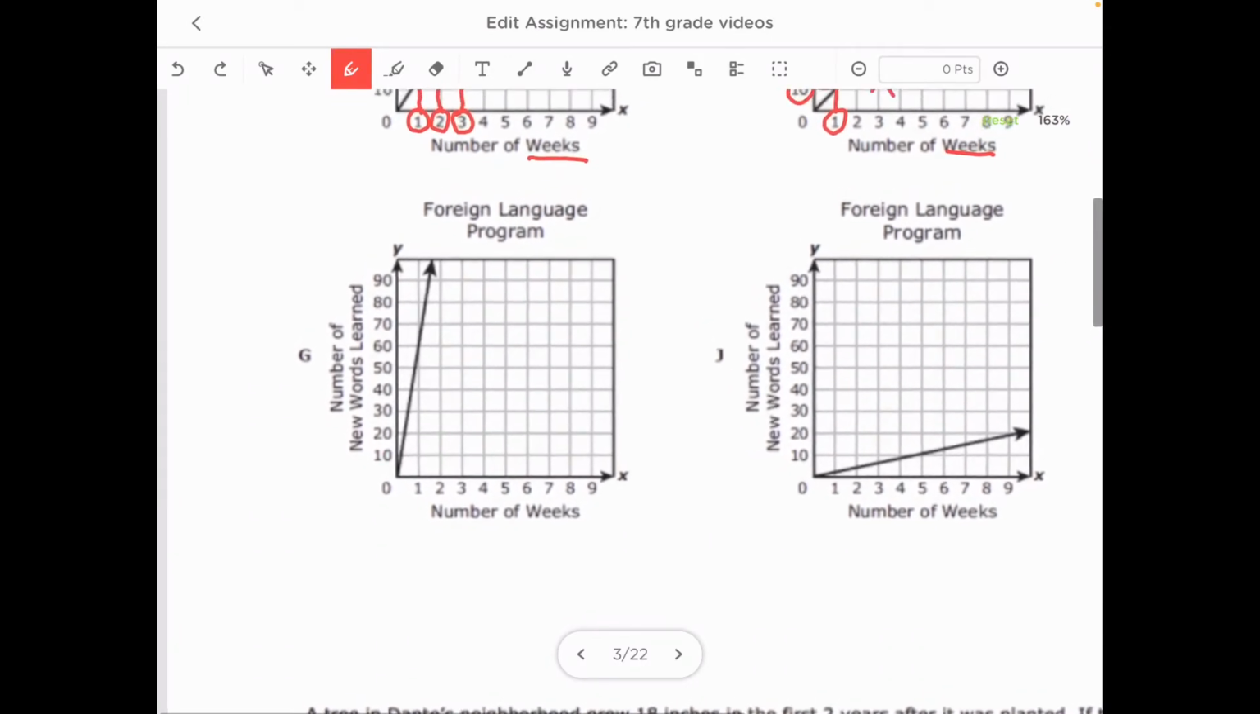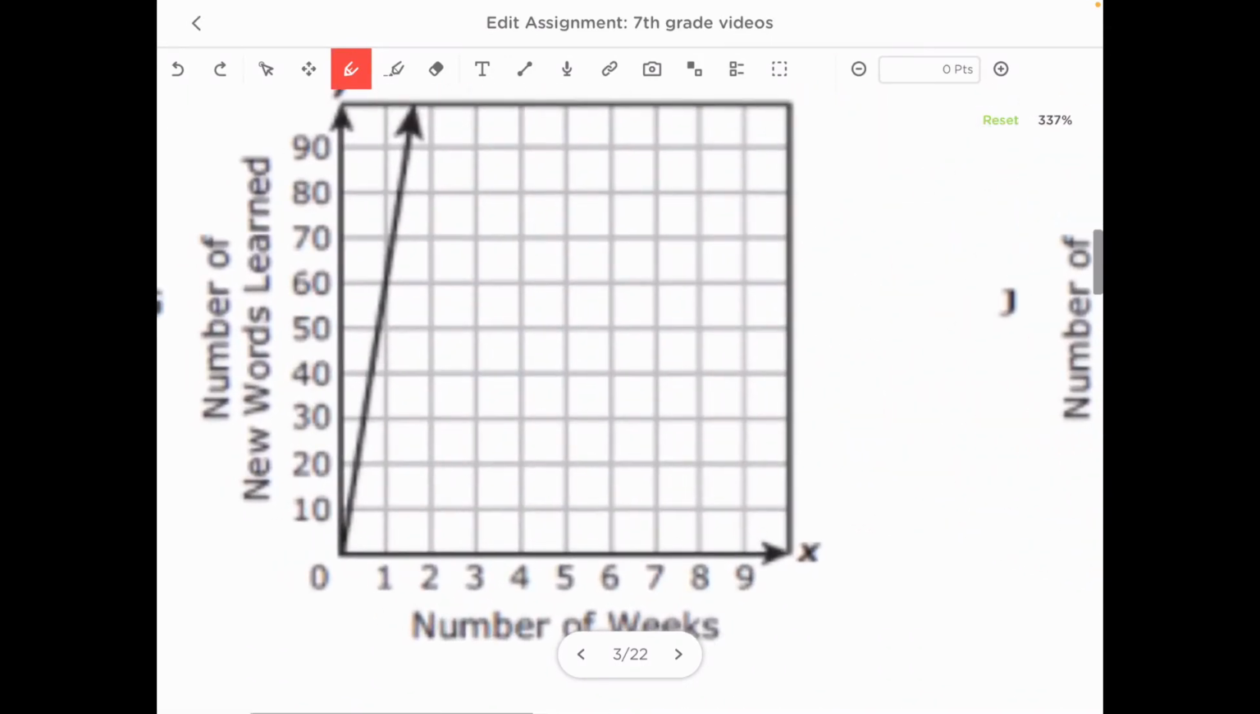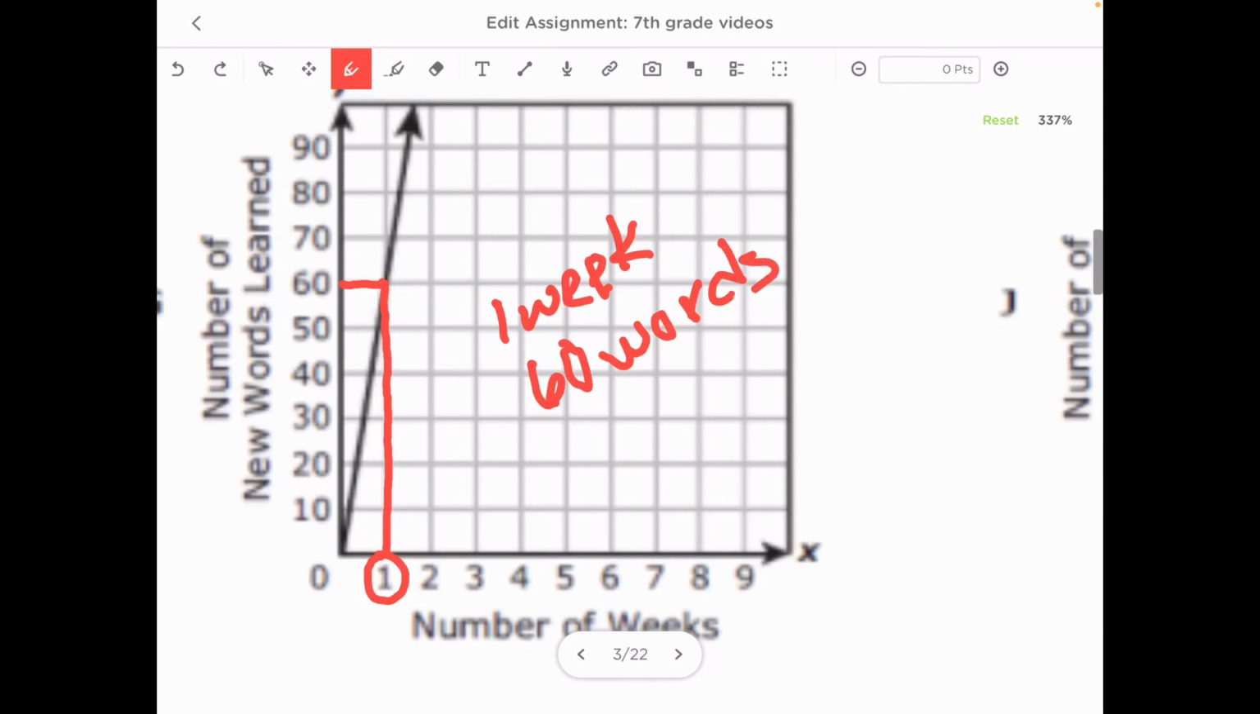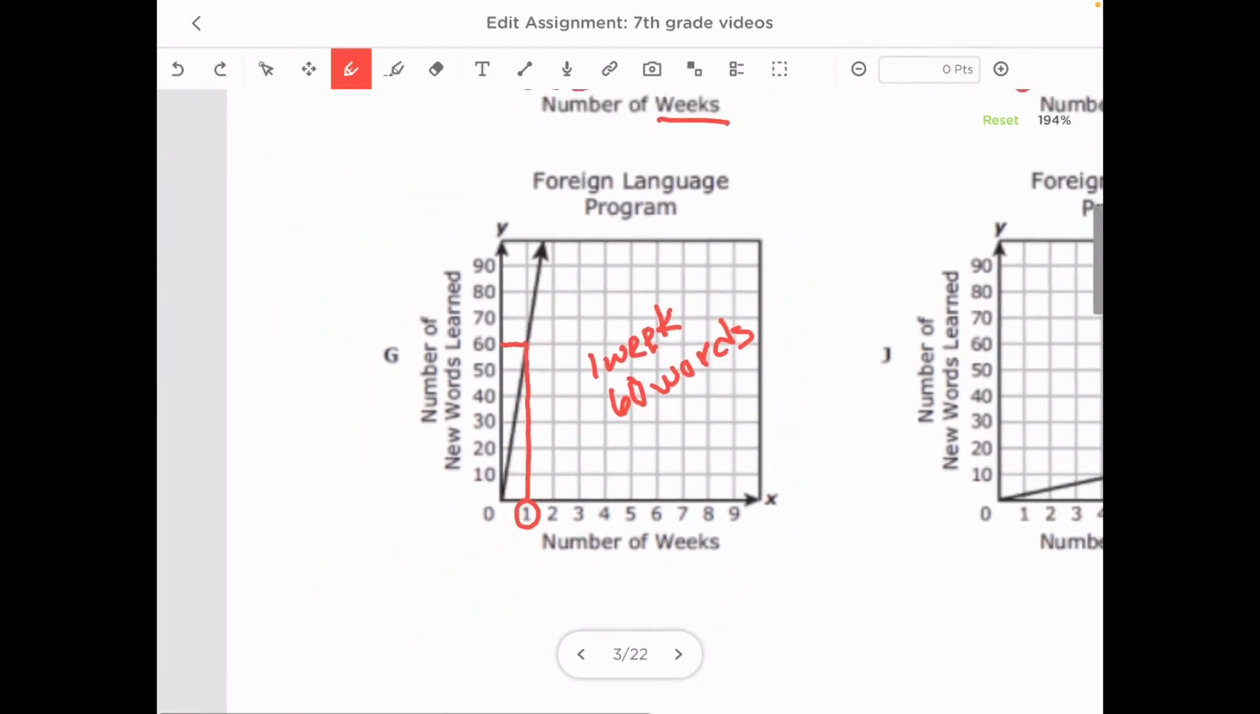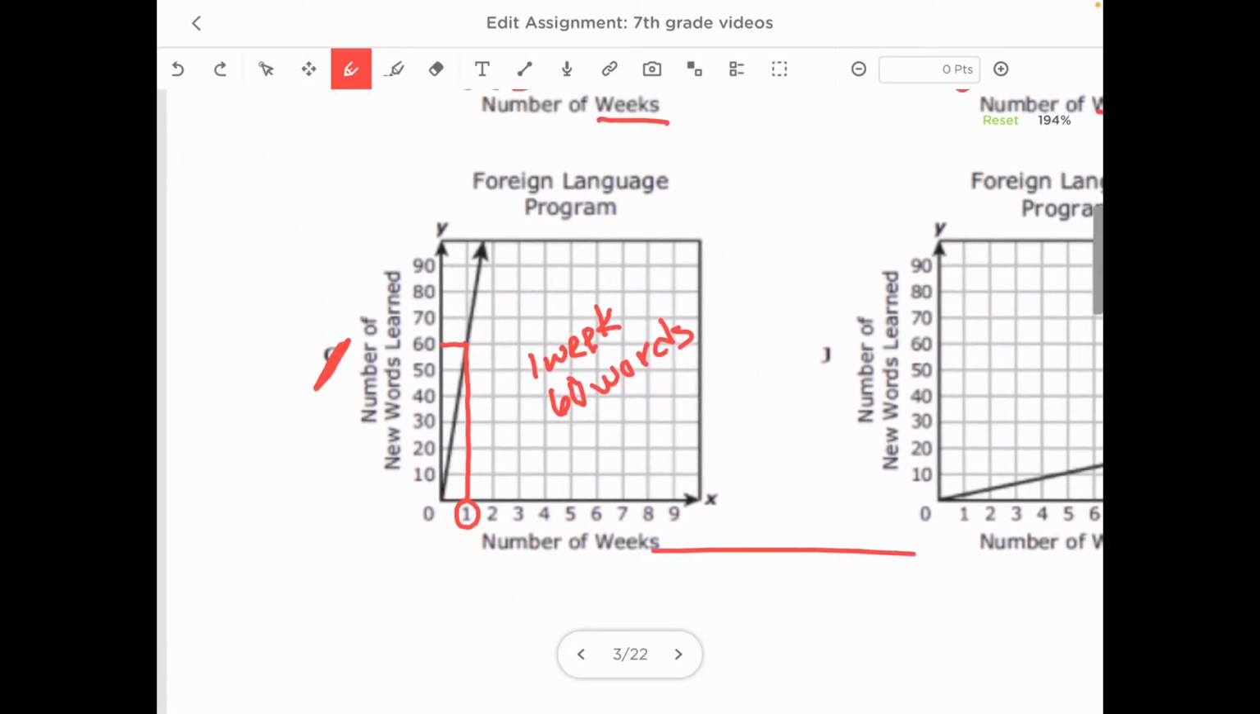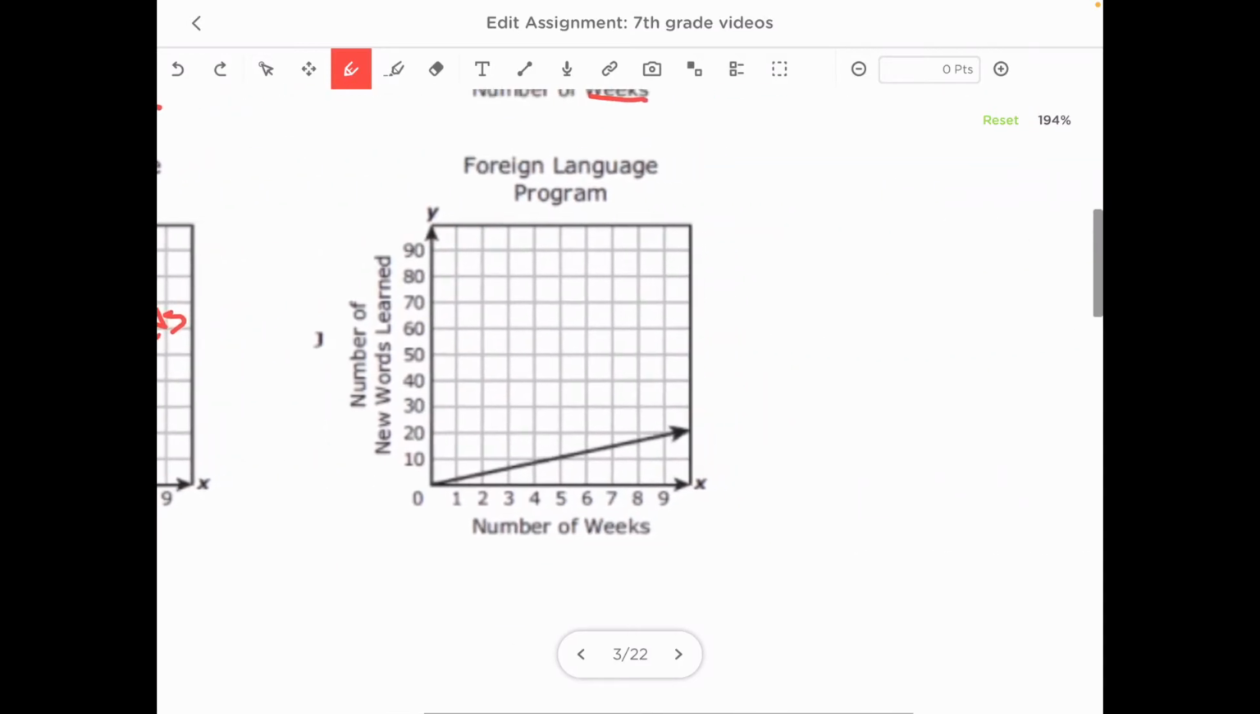I'm going to go over here to answer choice G. Again, at 1 week, he should know 15 words. So let's see. If I keep going, this is telling me that in 1 week, he learned 60 new words. But according to our table, that is not what we created. So this is not my answer. Okay, now over here.